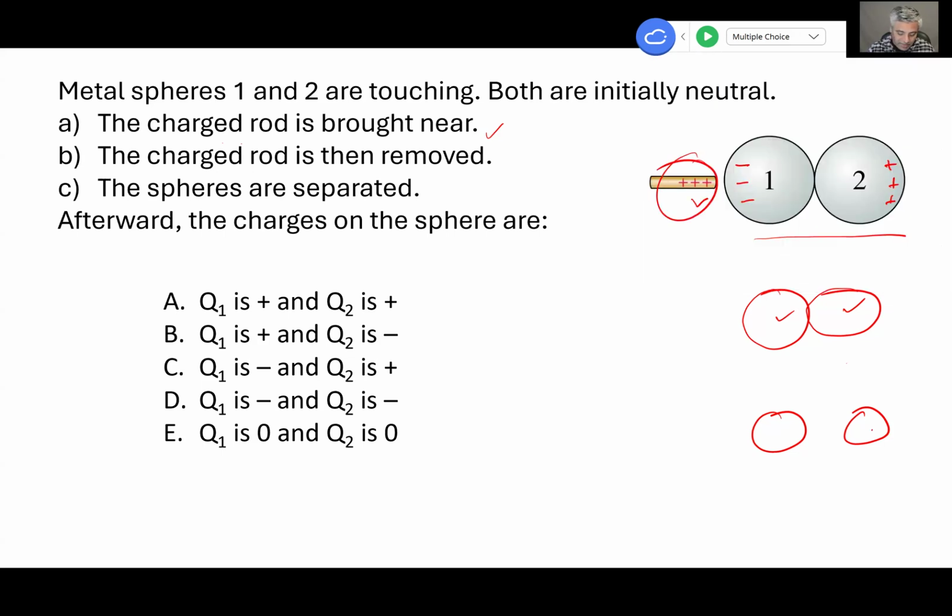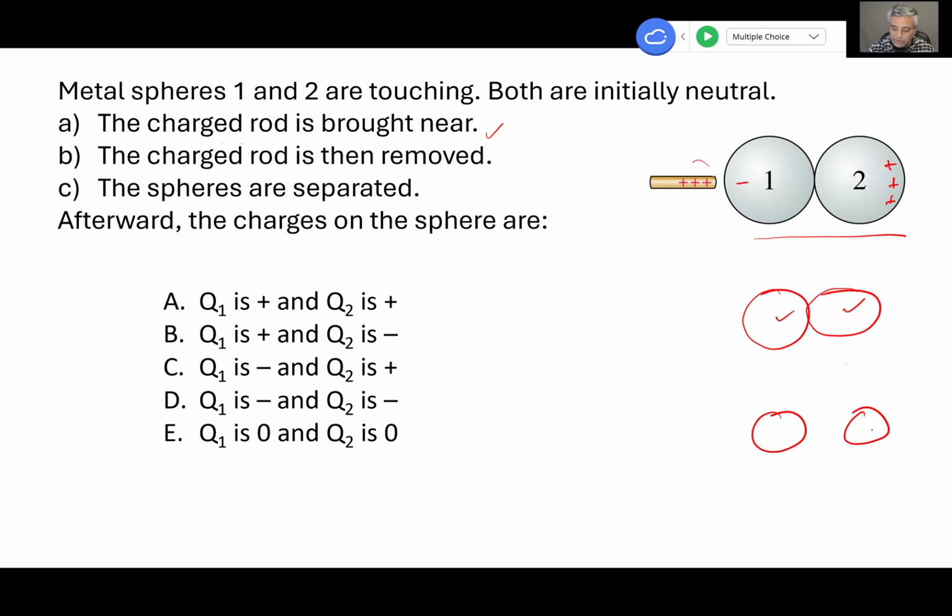But if you chose C, most likely you are just thinking of this. If you were to remove this before removing the rod, then there would be positive charge on this and negative charge on this, okay? Then C would be the correct answer. If we were to separate these before we remove this, then that's going to be that, okay?